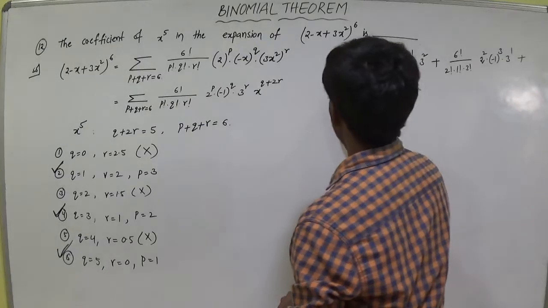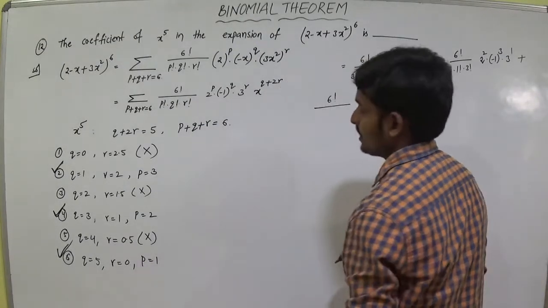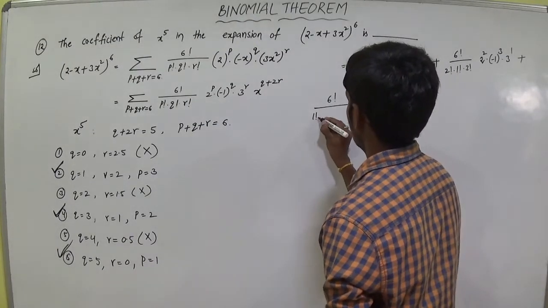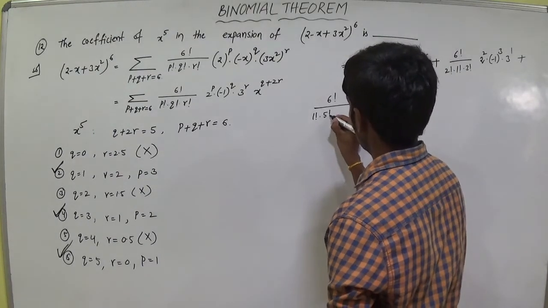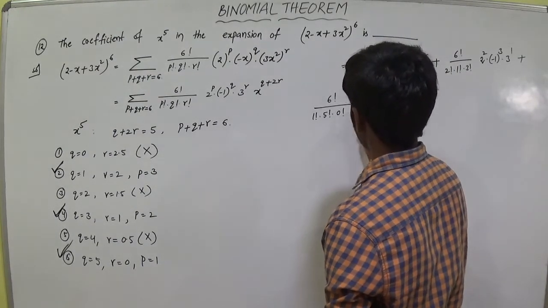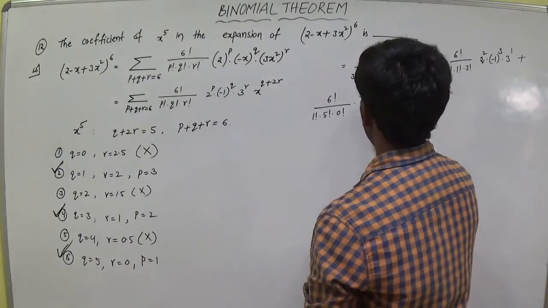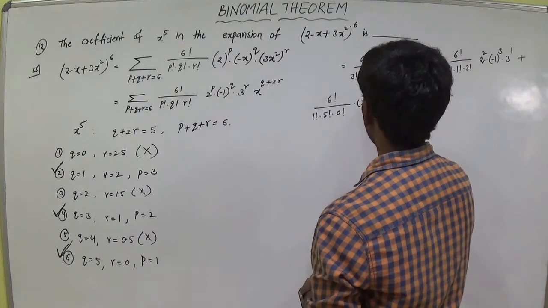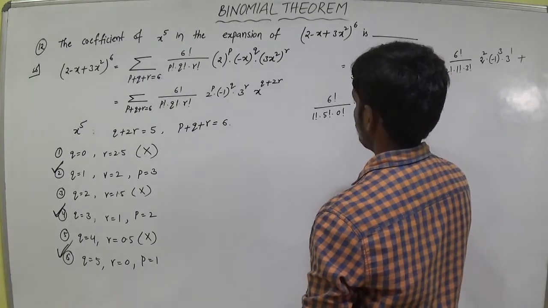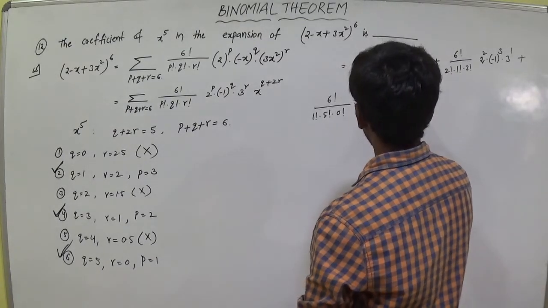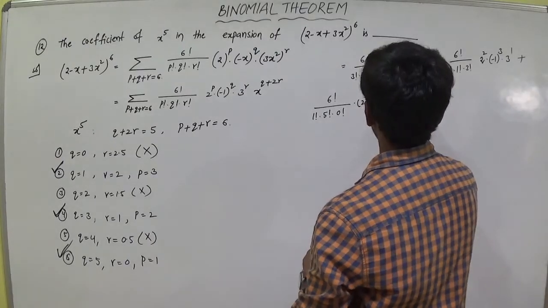Plus 6 factorial by, here this is the case, so p 1 factorial, into q 5 factorial, into r 0 factorial, into 2 power p is 2 power 1, into minus 1 to the power of q is 5, into r is 0, 3 power 0.